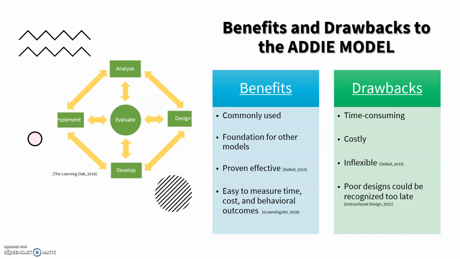Each stage takes time, and if changes need to be made at any stage, other stakeholders who are involved in that specific stage must be consulted, wasting time and increasing costs. Poor designs such as storyboards may be recognized too late in the process, also wasting time and increasing costs. This model is also inflexible to adapt to unexpected project changes.